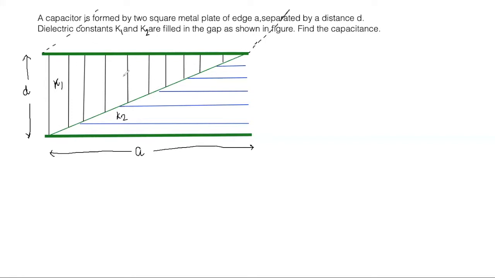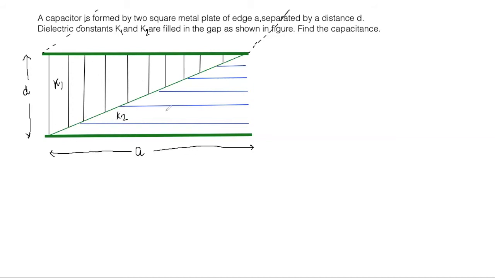These are metal plates. They constitute the capacitor, and the gap has the thickness D. It is filled by two dielectrics. Dielectric constants are K1 and K2 respectively. They are shown by vertical black strips in the upper half and horizontal blue strips in the lower half. So if we want to find the equivalent capacitance of this system, what do we have to do?